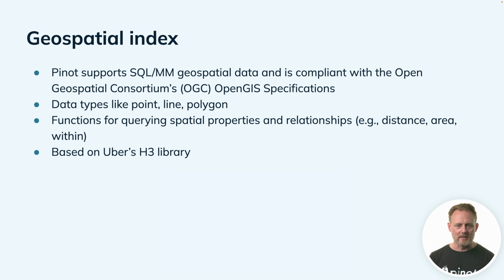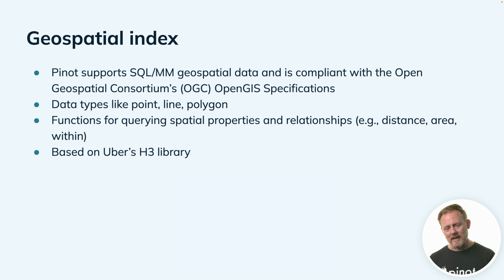Uber has been an early adopter of Pinot and a very important community contributor to the code. And Uber, of course, is in the business of things in places. Cars, meal delivery, location matters a lot. And so they contributed their H3 library, which is their geospatial engine, into Apache Pinot as a geospatial index. This gives us geospatial support compliant with the Open Geospatial Consortium's OpenGIS specifications.